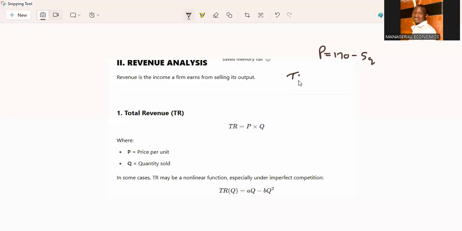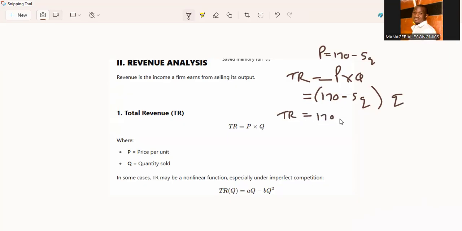So total revenue is simply what? Price times quantity. What is our price? 170 minus 5Q. And what is the quantity? You input the Q there. So for total revenue, we now expand. 170 times Q is 170Q. What is 5Q times Q? It will be 5Q squared. So this is what we call our total revenue.